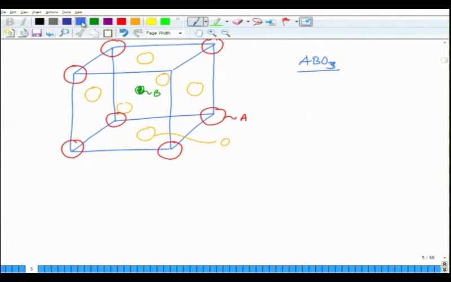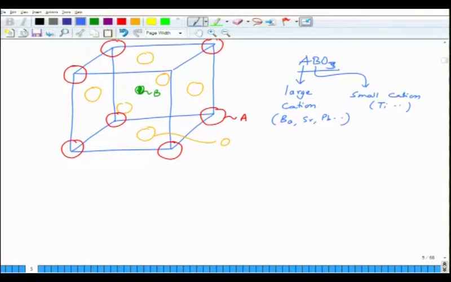So A is typically a large cation such as barium, strontium, lead. B is a small cation such as titanium. In many cases it is titanium, it could be zirconium and iron as well in certain cases, and some other atoms. So you can see here it looks as if it's an FCC structure, but it's not an FCC structure because not all the face centered sites are filled by the same atom.